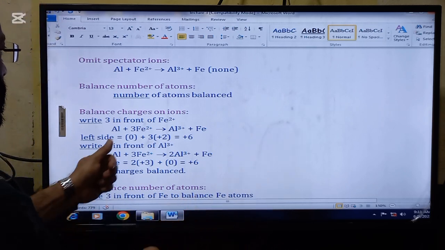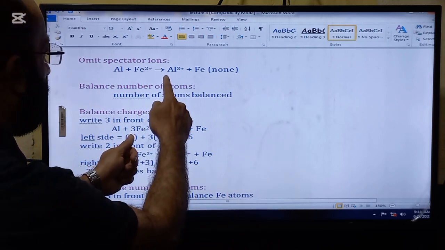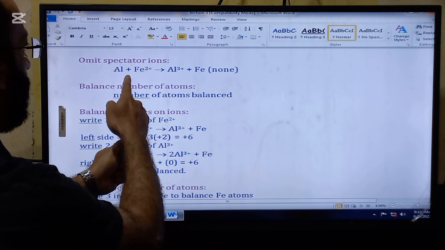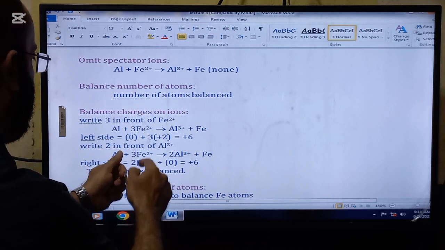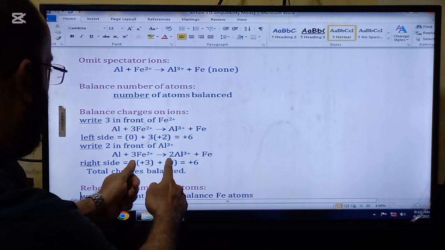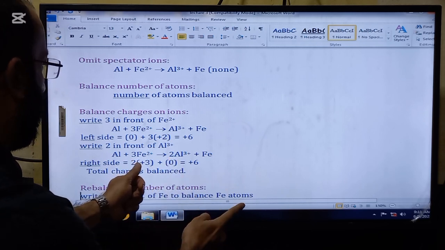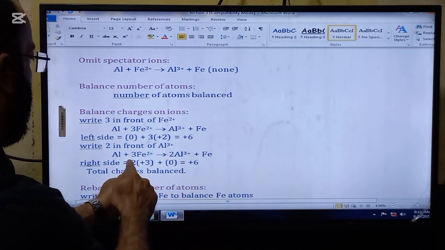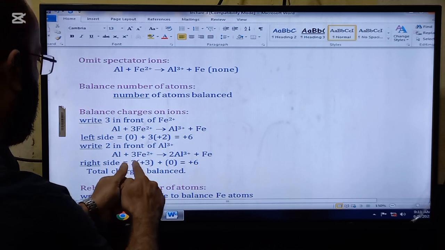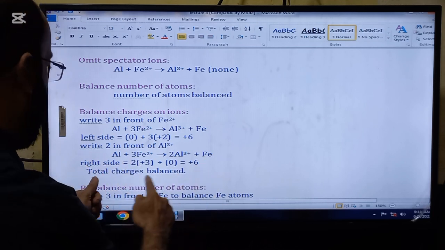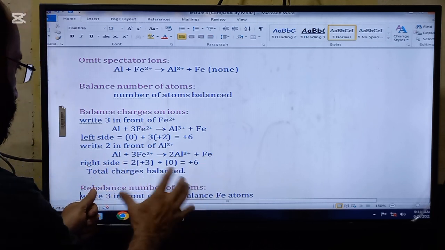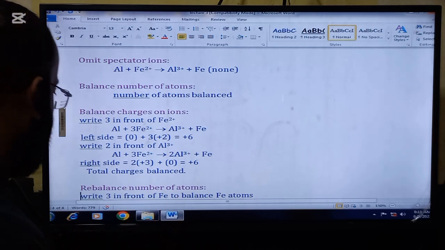So we will write 2 in front of the aluminium ion and 3 in front of the Fe ion on the left hand side. So look now, 2 in front of the aluminium ion on the right side and 3 in front of the iron ion on the left hand side. So at this step you can see the number of the charges on the ions on both sides are also balanced.